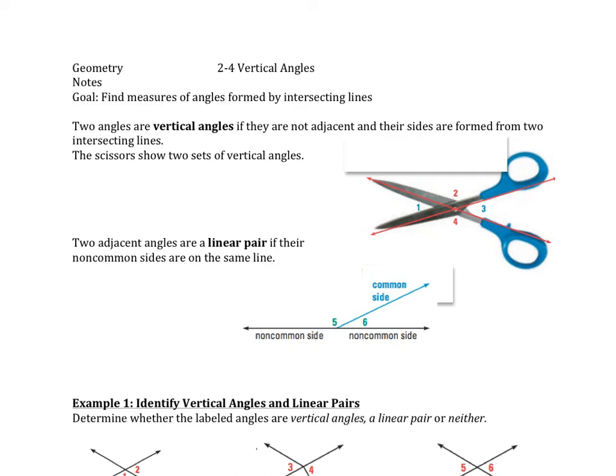In lesson 2.4, we're going to learn about vertical angles. We're going to find the measures of angles formed by intersecting lines. Two angles are vertical angles if they are not adjacent and their sides are formed from two intersecting lines.